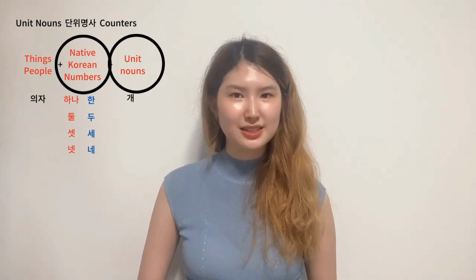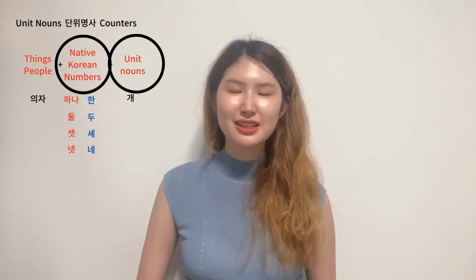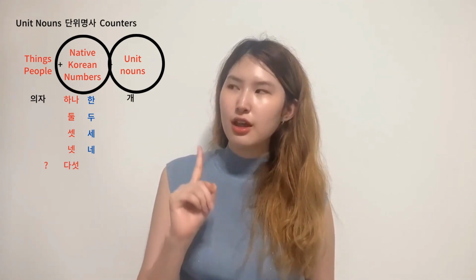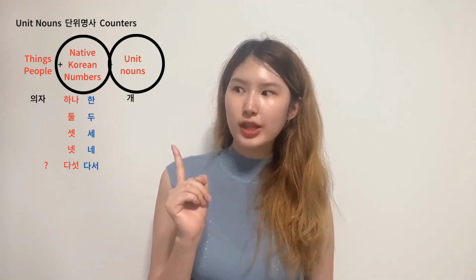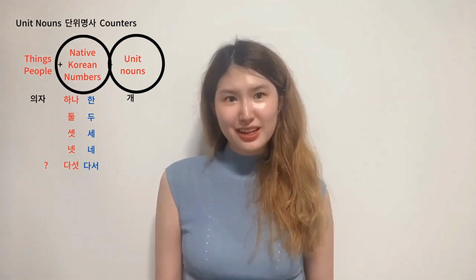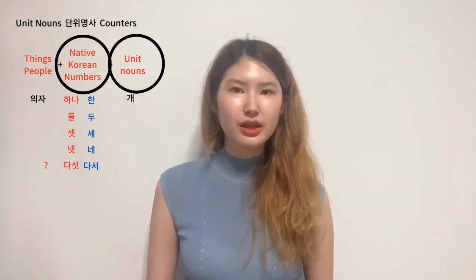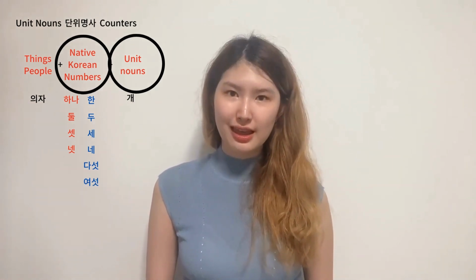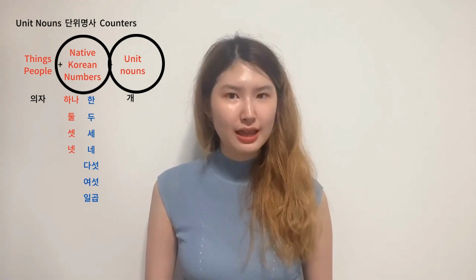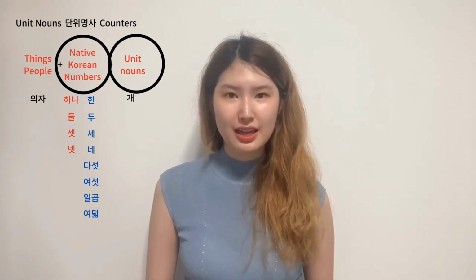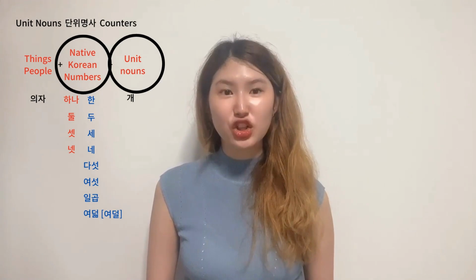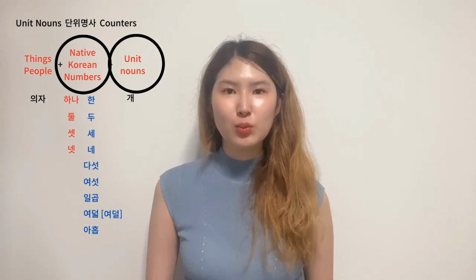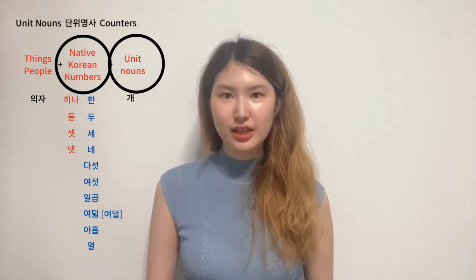Now you've seen the pattern, right? So you might think that the next one is 다섯, so the next one might be changed too. Sorry, it's not. It's just the same. 다섯 개, 여섯 개, 일곱 개, 여덟 개. Pronunciation: 여덟, 여덟 개, 아홉 개, 열 개.